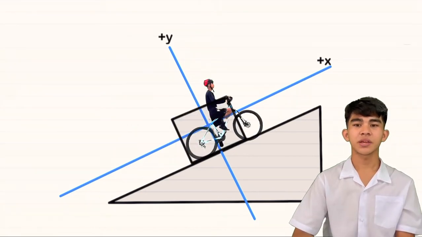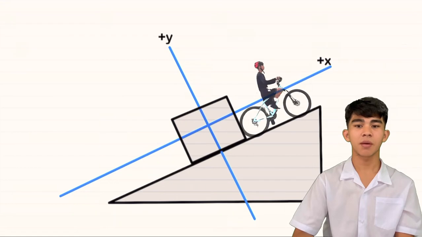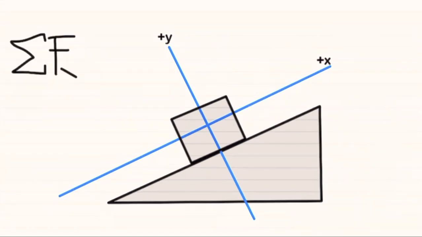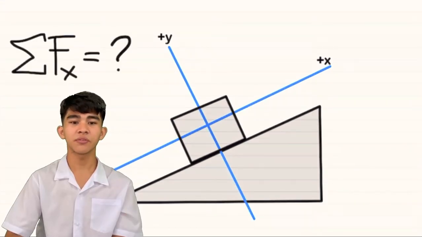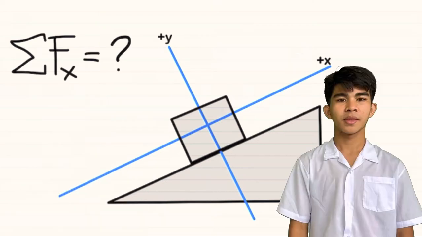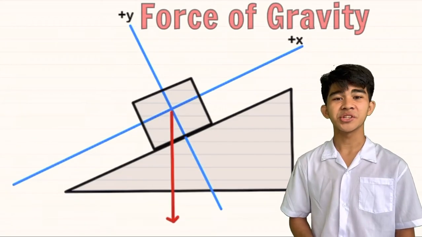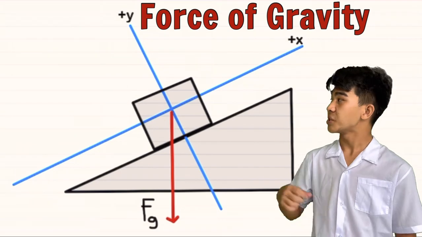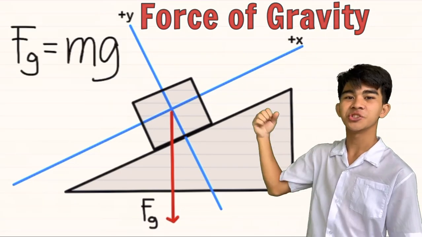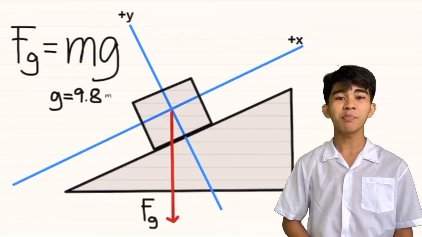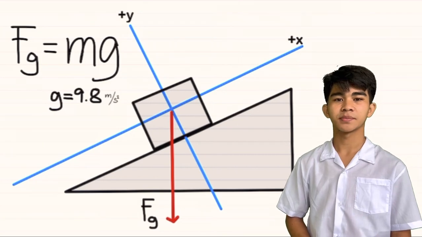The body is accelerating in the x direction, so we must determine the sum of the forces along the x direction, and to figure this out, simply draw in all the forces that are acting on the object. The first force that we need to consider is the force of gravity, which is the product of the mass and acceleration due to gravity, which is equal to 9.8 meters per second squared.